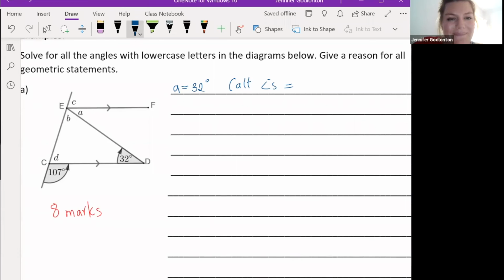A is equal to 32. Alternating, EF is parallel to CD. Good. Okay, now sweetheart, if you don't put that in, you don't get the mark. Okay, ma'am. So this is super important. Don't leave that off. Nice. Great. 2 marks in the bag. Now we know that this is 32 degrees. Next one, ma'am. Keep going. Okay. 107, ma'am, is equal to D plus B, exterior angles of a triangle.